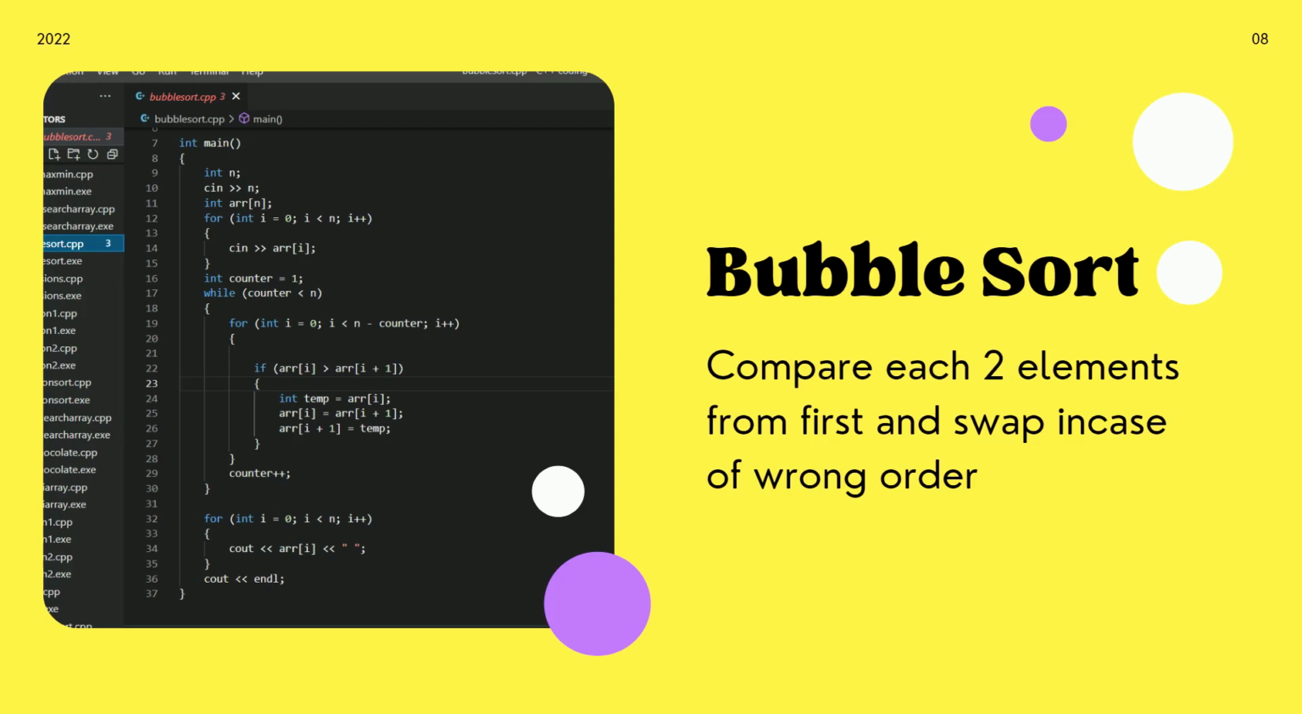So this is bubble sort, the next kind of sorting in arrays. We compare each two elements from the first and swap in case of wrong order. Wrong order means the minimum element is on the right side and the maximum is on the left side, then we swap it. So we have this kind of code. We go to VS Code and see the code properly.